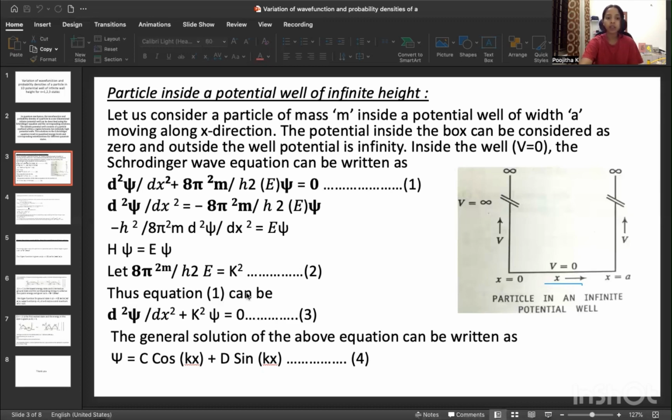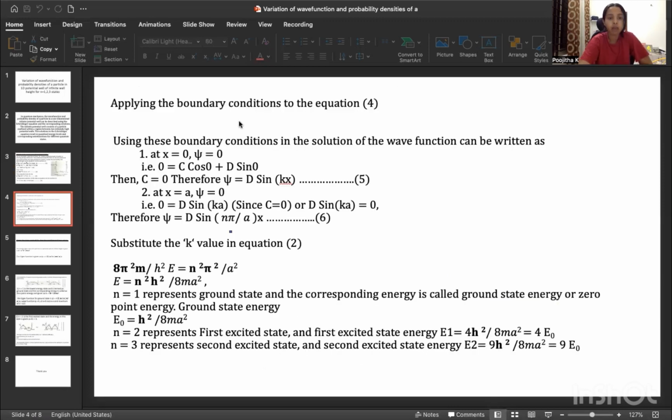Thus equation 1 can be written as d square psi divided by dx square plus k square psi is equal to 0. This is equation 3. The general solution of the above equation can be written as psi is equal to c into cos k x plus d into sine k x. This is equation 4.